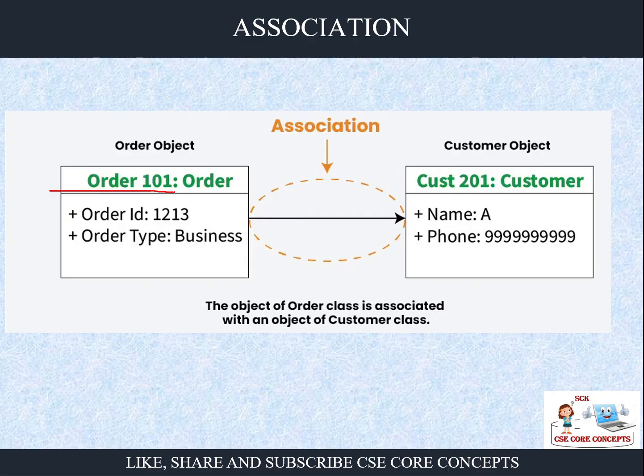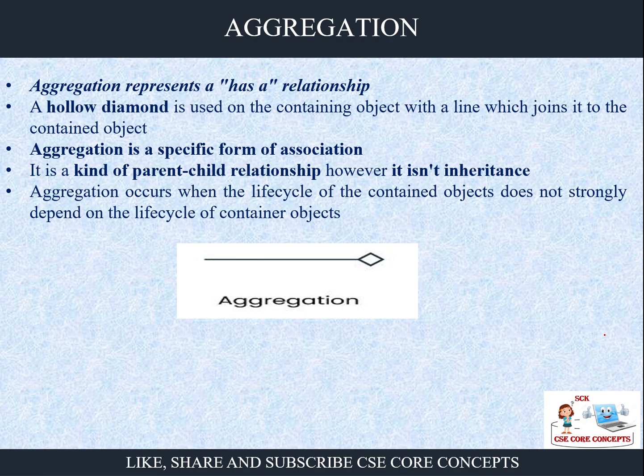What values can an order have? This is the order number. So the order ID is 1213, and a business order, which has been generated by a customer named A, and his phone number. So the object of the order class is associated; every order is associated with some customer. This is the relationship: every order is associated with a customer.